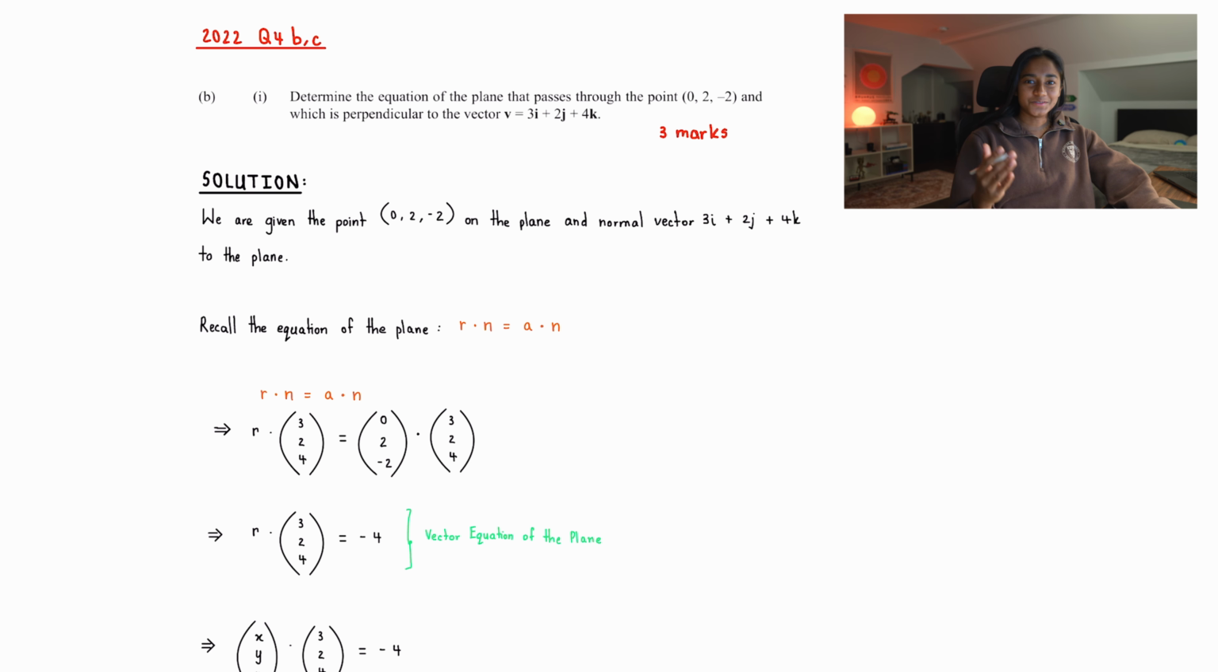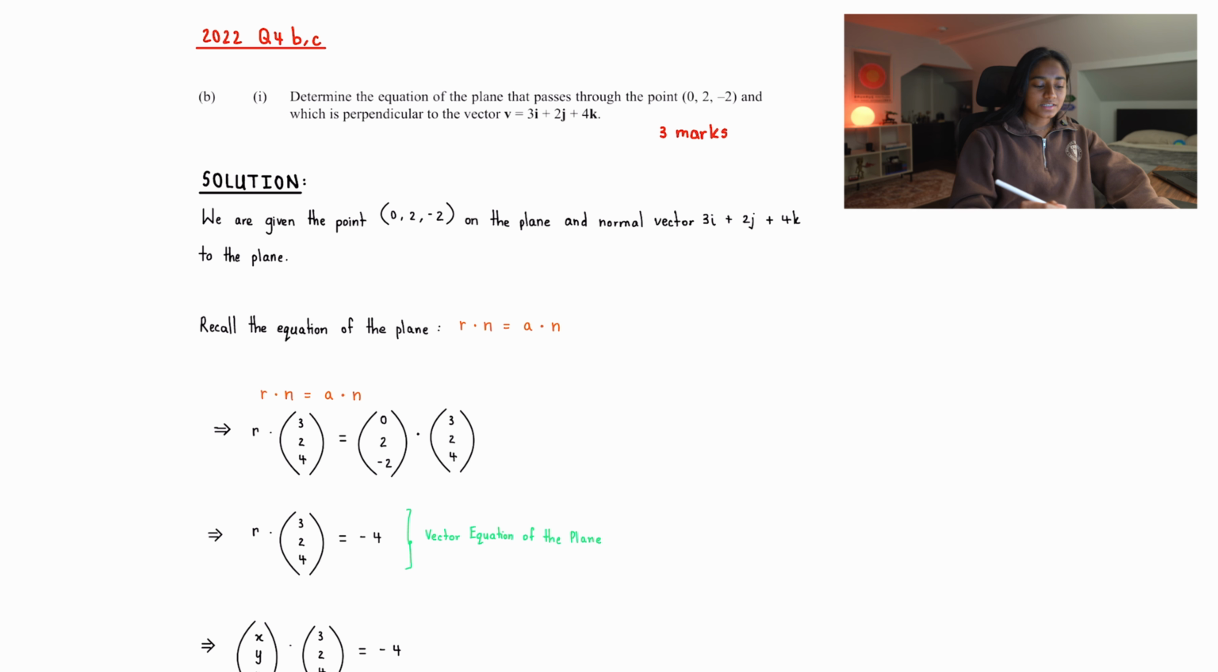Now we're moving on to 2022, and you're going to see some similarities already. So let's do question 4, part B, part 1. It states, determine the equation of the plane that passes through the point 0, 2, minus 2, and which is perpendicular to the vector v, which is 3i plus 2j plus 4k. And this is for 3 marks.